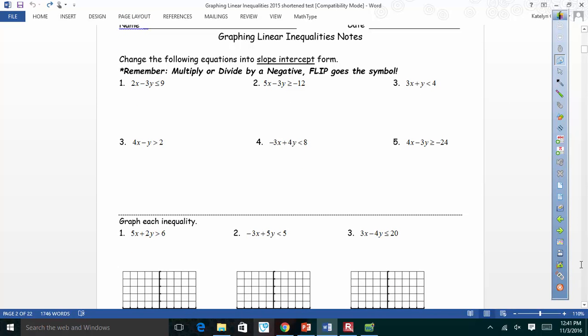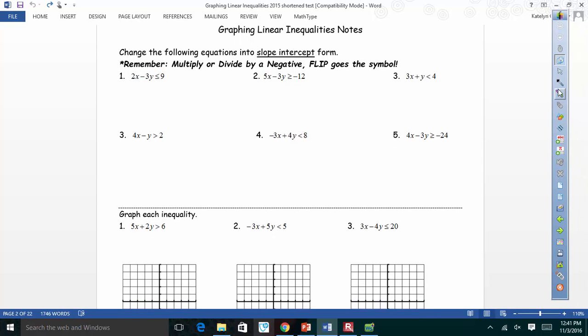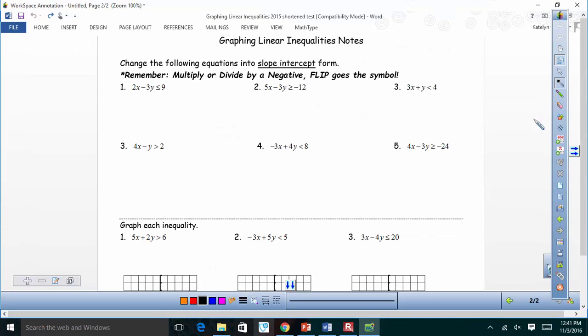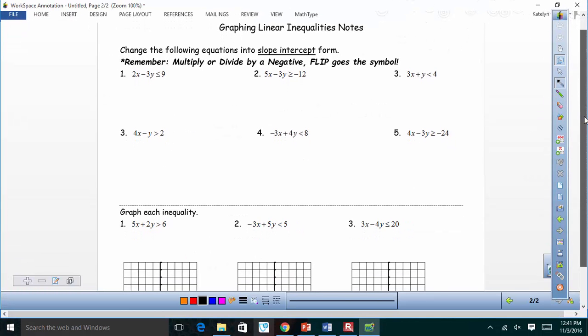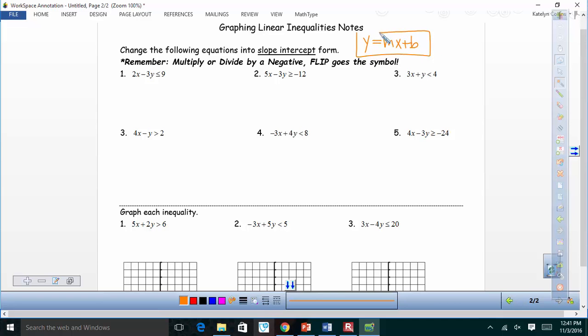Okay, so from here, this is what you just practiced on your sheet of paper as well: how we get it in slope-intercept form, which means y is by itself. So y equals mx plus b is slope-intercept form, except this time we're not going to have an equal sign. We're going to have a less than, greater than, less than or equal to, or greater than or equal to.